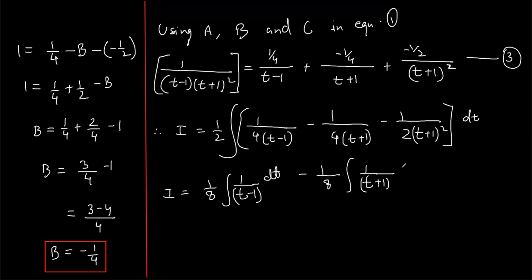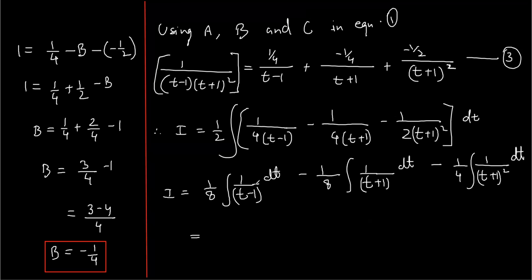Okay, and then I have here negative 1 over 4 as an outside constant. This 2 multiplies with 1 by 2. And here I get 1 upon t plus 1 the whole square and dt. Okay, we have integration of all of this.